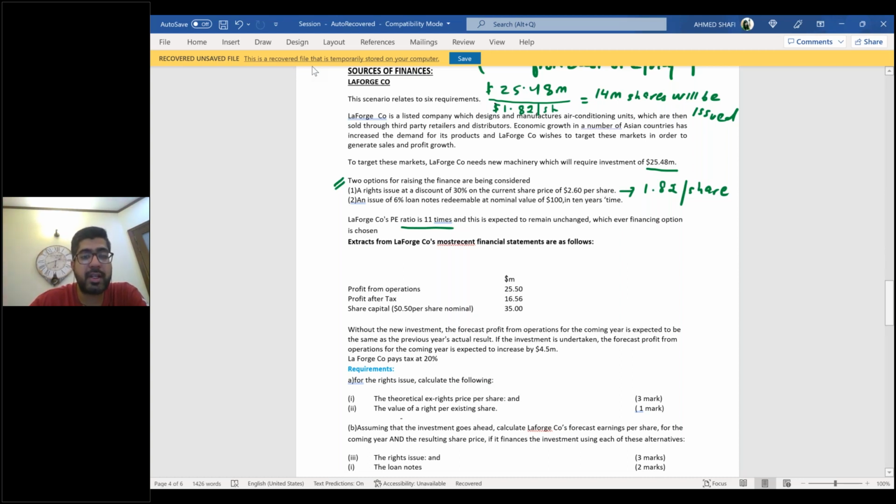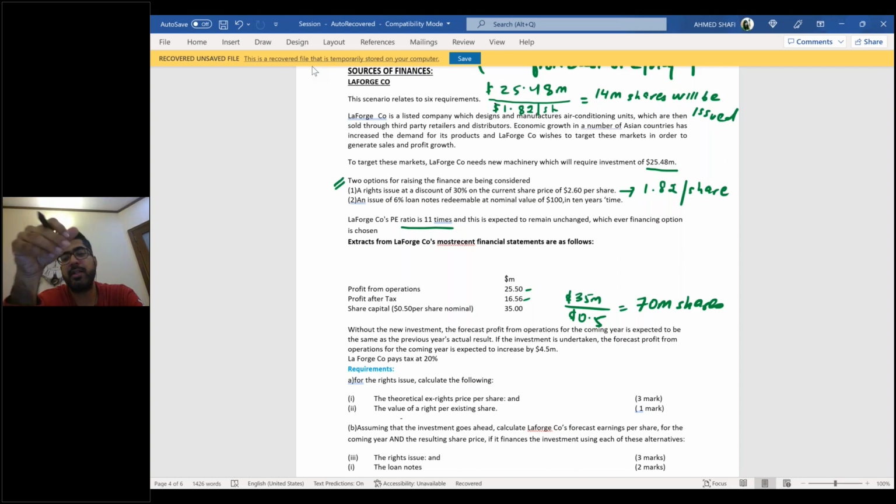Extracts from the most recent financial statements: profit from operations is 25.5 million. PAT is 16.56 million. Share capital is 0.5 per share, 35 million. So if 35 million is the capital and share capital par value is 0.5, that means the company has 70 million shares. 35 million is the capital, 0.5 par value, you can divide it, number of shares are 70 million.